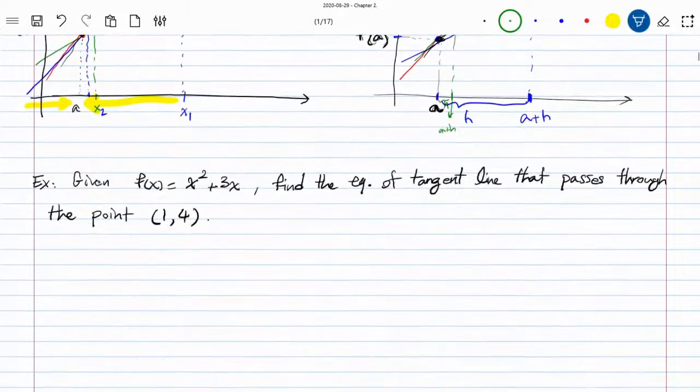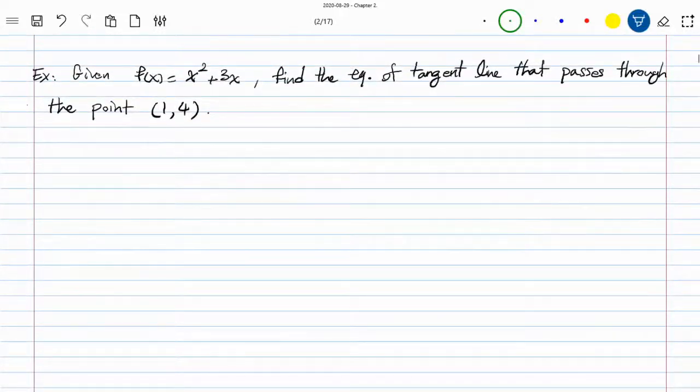So here's an example. Given this function f of x equals x squared plus 3x, we want to find the equation of the tangent line that passes through this point. You're already given the point, so what we need is to figure out the slope of the tangent line, since we're looking for the equation of the tangent line. How do I calculate it? You can use either formula. So I'm going to use the limit of f of x plus h minus f of x divided by h as h approaches 0. To me, this is the easiest formula compared to the other one. I'll show you the other way as well, but this one is easier because you don't really need to factor out stuff.